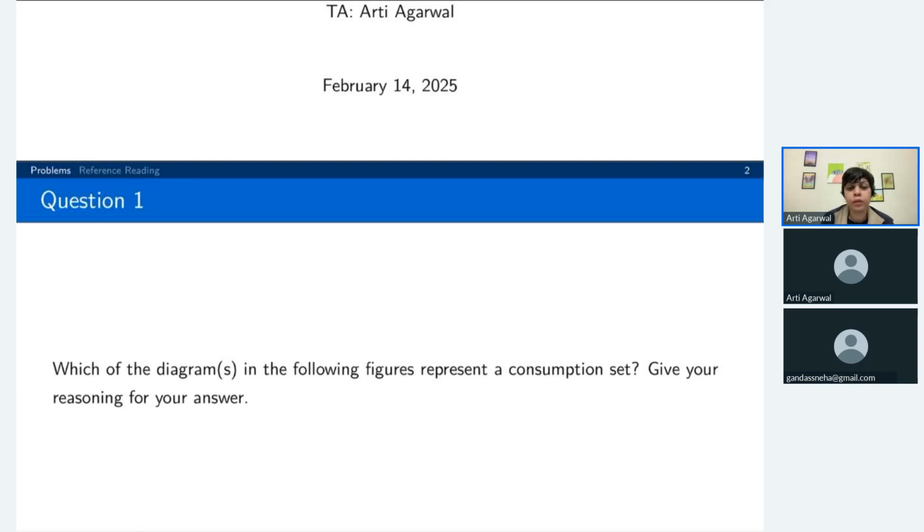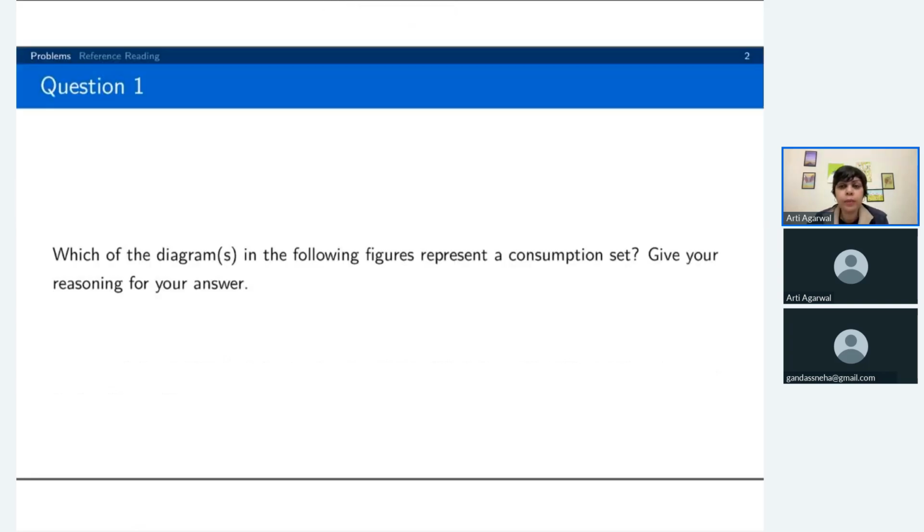So the first question is which of the diagrams in the slides can represent a consumption set? There are certain mathematical conditions or mathematical requirements which a consumption set must fulfill to be a consumption set. Without that, it cannot be a consumption set.